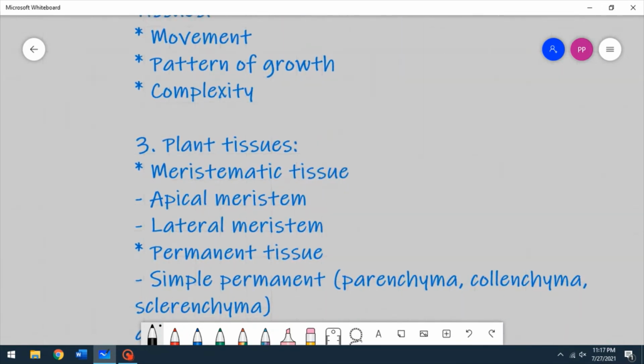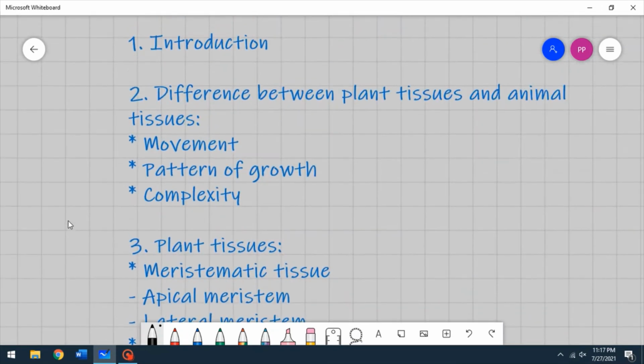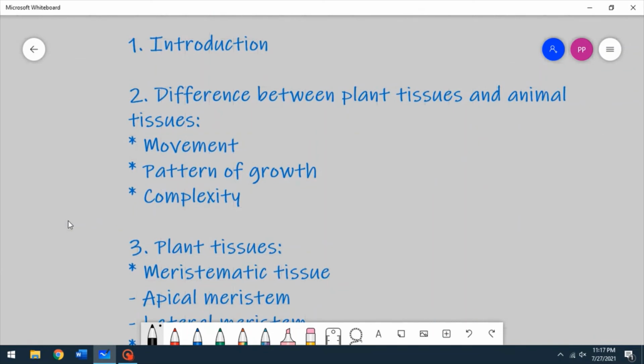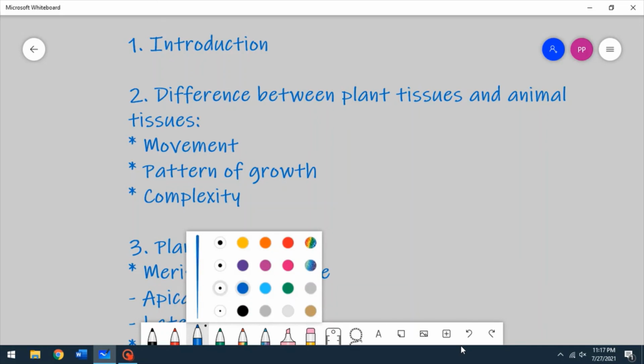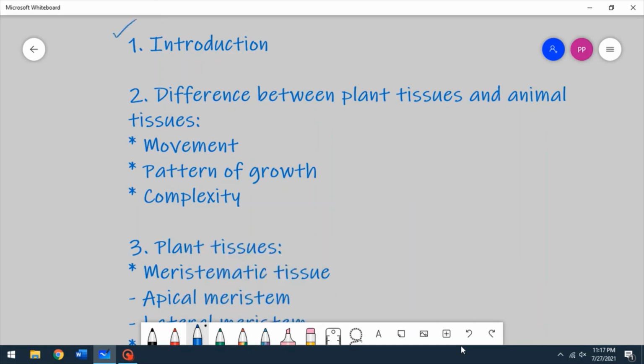Alright, so first we did the introduction of tissues, and then we went over the differences between plant tissues and animal tissues in terms of movement. Plants are sedentary, they don't move, while animals move. So with regard to movement, we talked about the difference.